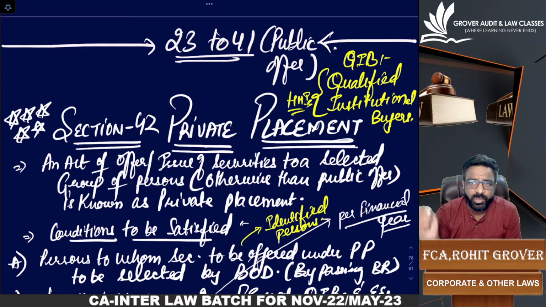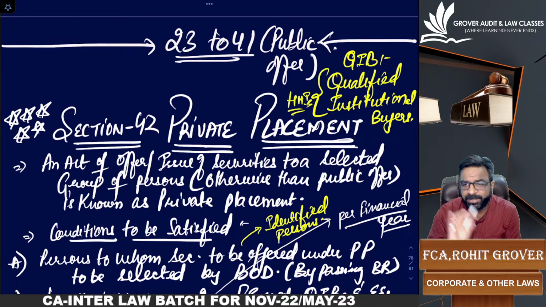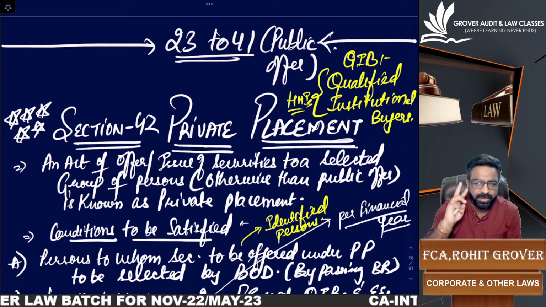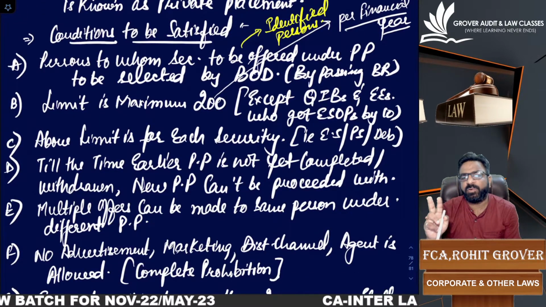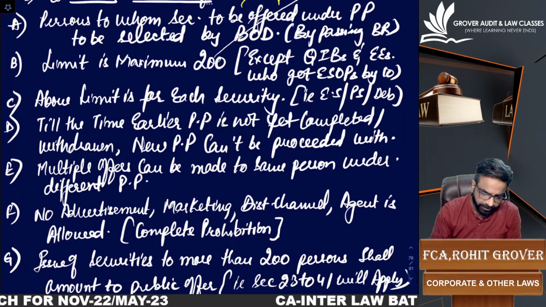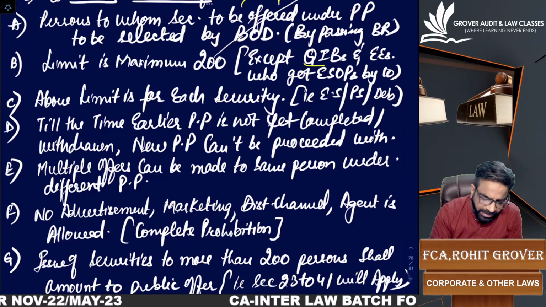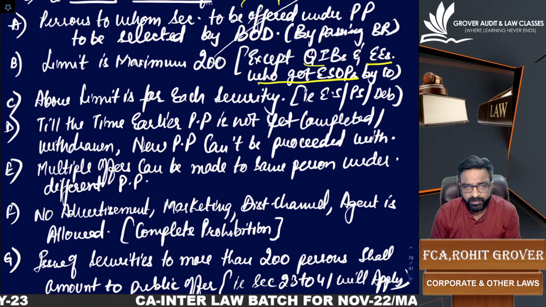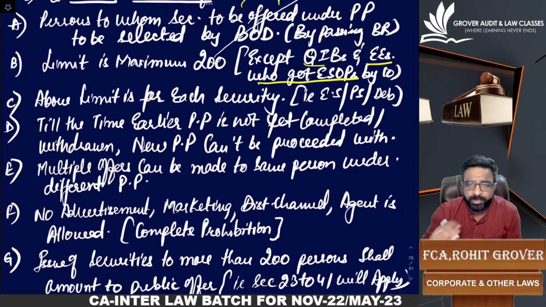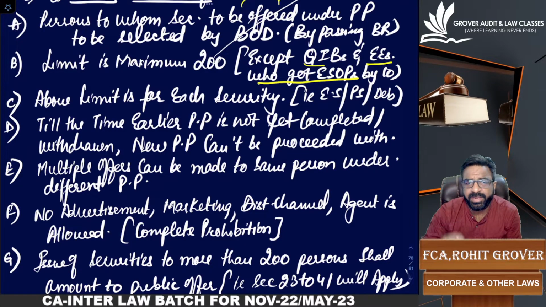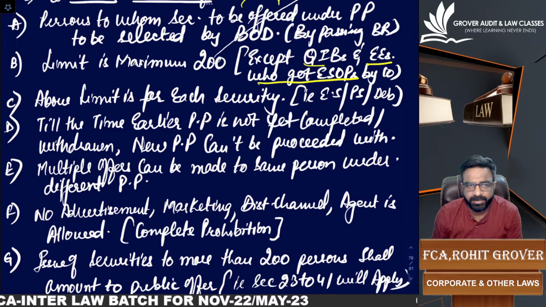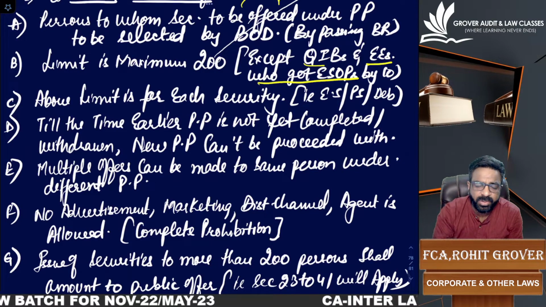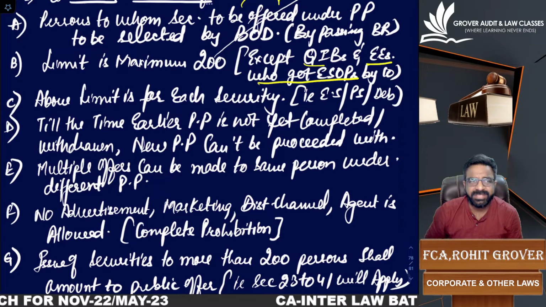So if you are a QIB investor, you will not be included in the list of 200. So in the list of 200, two kinds of people will not be included. Who are those two? Point number one, QIBs. Point number two, those employees to whom the company has already offered ESOPs. If you are an employee to whom ESOPs, employee stock option plans, are already allotted by the company, you and QIBs are not going to be covered in the list of 200. Is it clear to all of you?